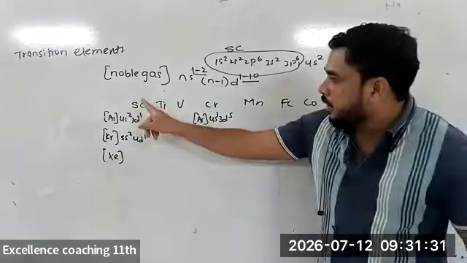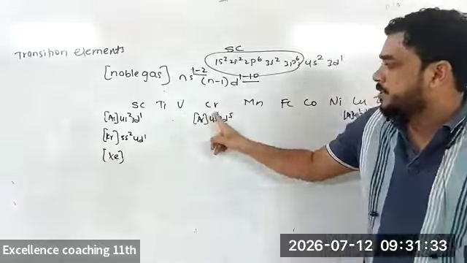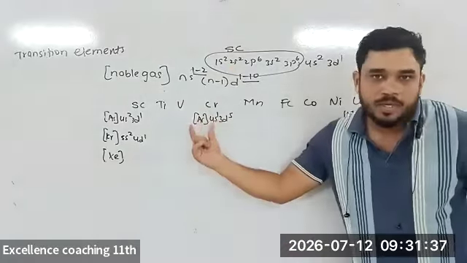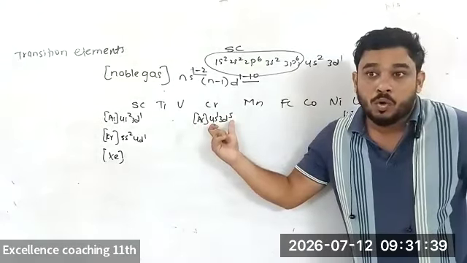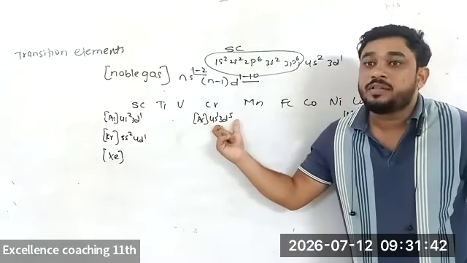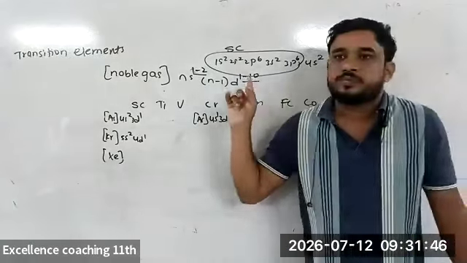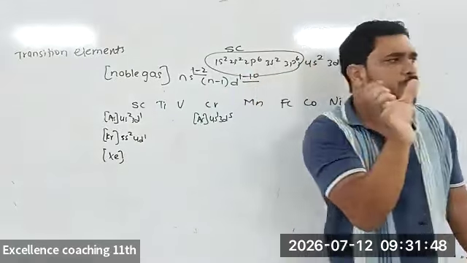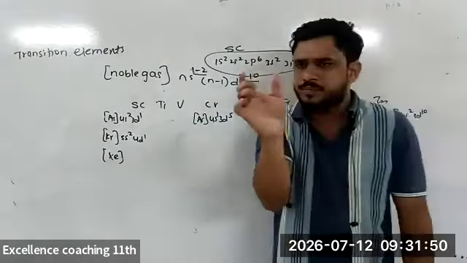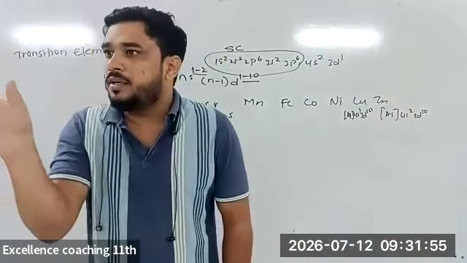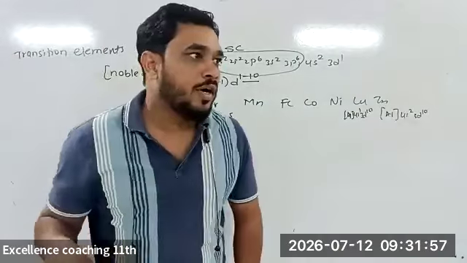So if I tell you to write the electronic configuration for chromium, group 6, what will you write? Noble gas, NS1, then N minus 1, D5. Understand that? Check out my groups. Groups 1 to 2 is what? S block. Then 3 to 12, D block elements. It also covers F block.